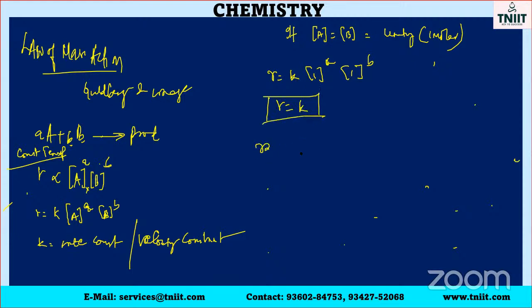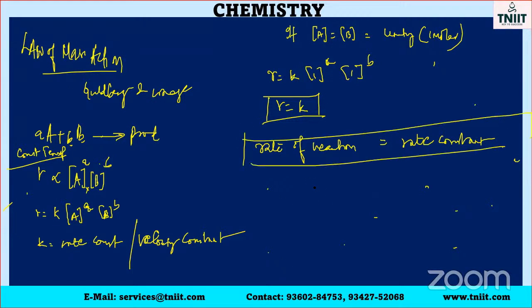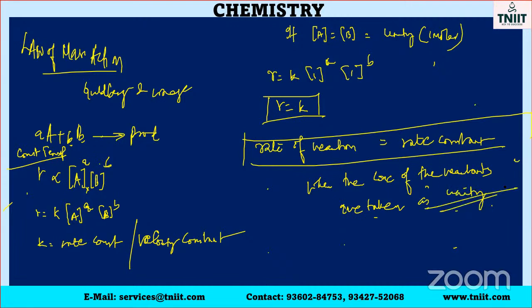So the rate of the reaction becomes equal to the rate constant of the reaction when the concentrations of the reactants are taken as unity. Since the reactant concentration is taken as unity, the rate of a reaction becomes equal to the rate constant of a reaction. So remember. Now, what's the unit for rate of a reaction? We learned it in the previous video. It is mole per liter per second.